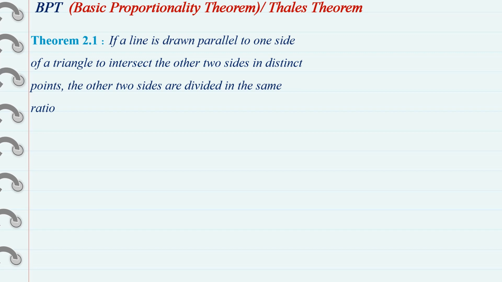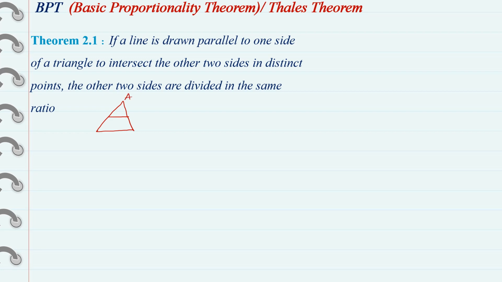Okay, first we need to analyze the statement. So what they have given, one triangle, okay, and they have told a line is drawn parallel to one side of a triangle. If you are taking a triangle, okay, draw a parallel line to the other side of the triangle, okay. Then what they have told, to intersect means a point on the other two sides, okay. Which are the other two sides?